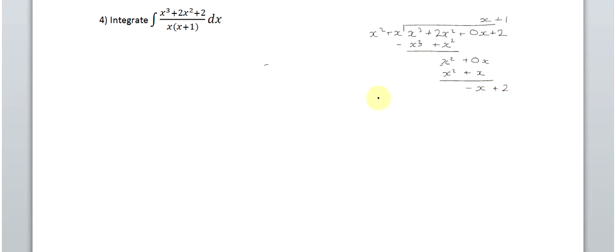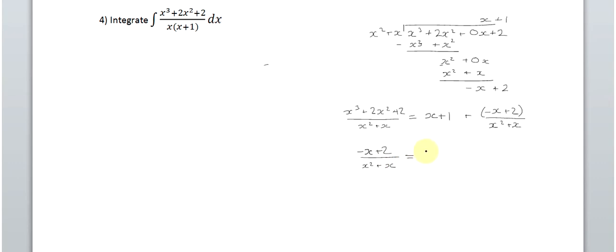And that means that what we have is the division x cubed plus 2x squared plus 2 all over x squared plus x is equal to x plus 1, that's the bit at the top, and then plus the remainder, which is minus x plus 2 over the divisor. And then we do partial fractions on this bit. Minus x plus 2 over x squared plus x.